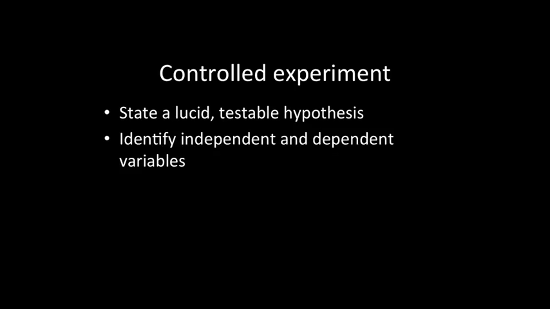We're essentially going to use the scientific method. We start out by stating a lucid, testable hypothesis, and we're going to go through examples of all these stages in this lecture. Once we have our hypothesis, we need to identify independent and dependent variables. That's what kind of things are we going to alter and what kinds of things are we going to measure. Then we design the experimental protocol. That's the actual steps of the experiment that we're going to carry out in order to test our hypothesis.